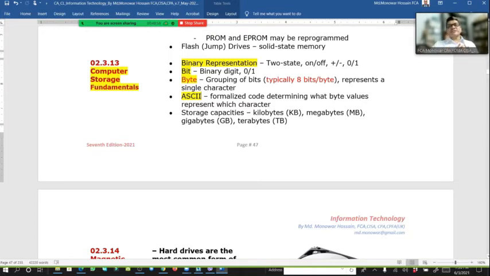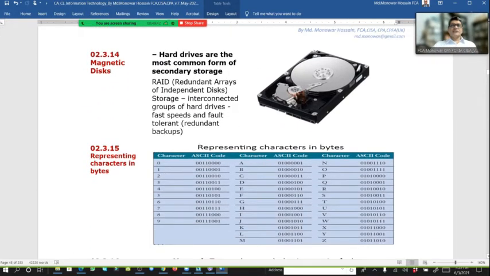which character. Now, storage capacity we also know in kilobyte, KB, megabyte, MB, but we are very much familiar with GB, gigabyte, and also TB, terabyte. So it is the data capacity, the digital data capacity of a storage, that means gigabyte, terabyte, megabyte, etc. The units.